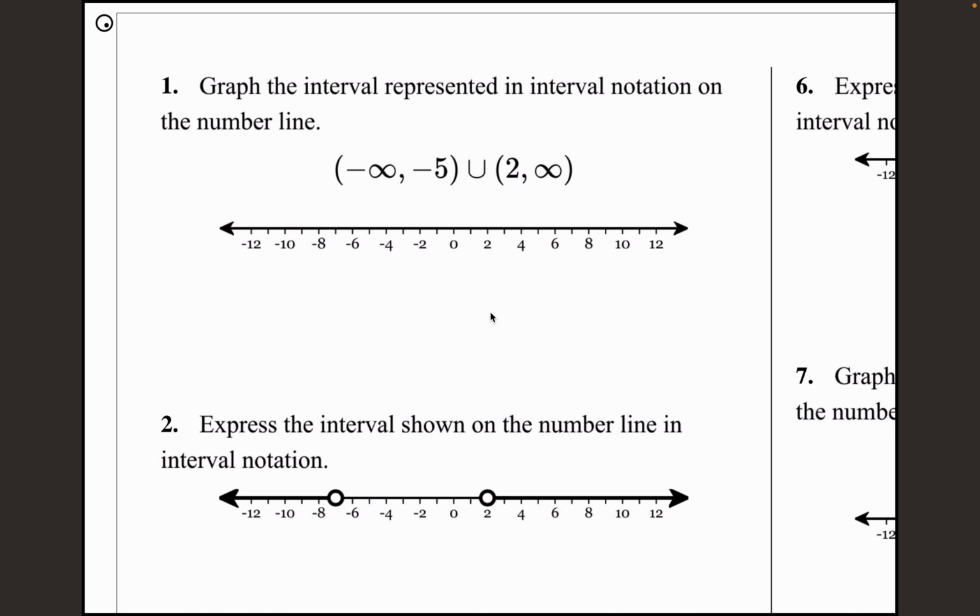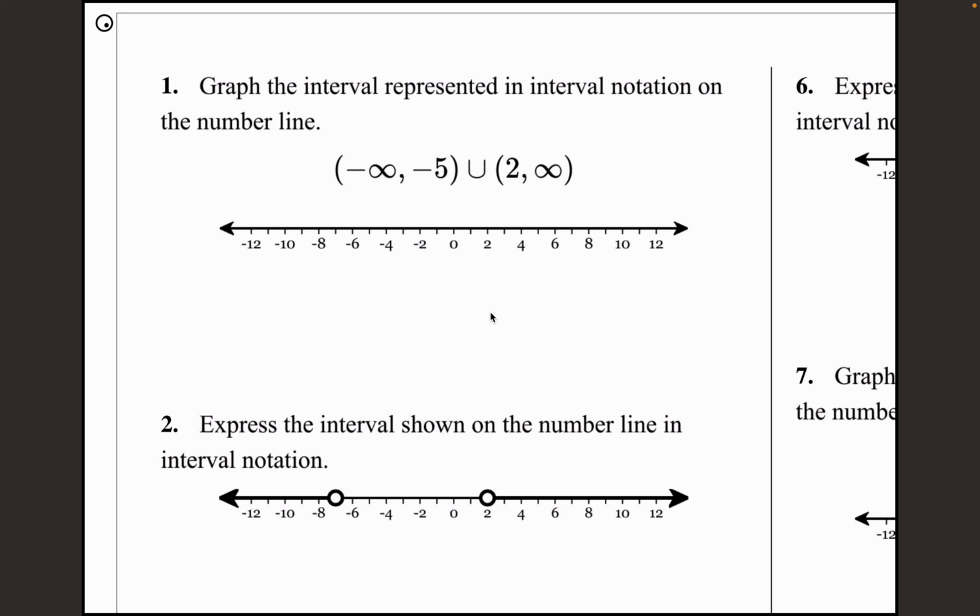Put my comma here, and if you notice the arrow goes on forever, so that's going to go all the way to -infinity. And I'm going to put my parentheses right there. So that's the first step. We got our U telling us it's "or." So let's mark our next one.